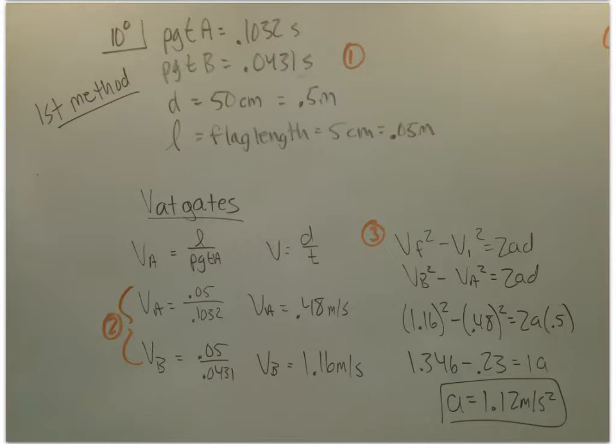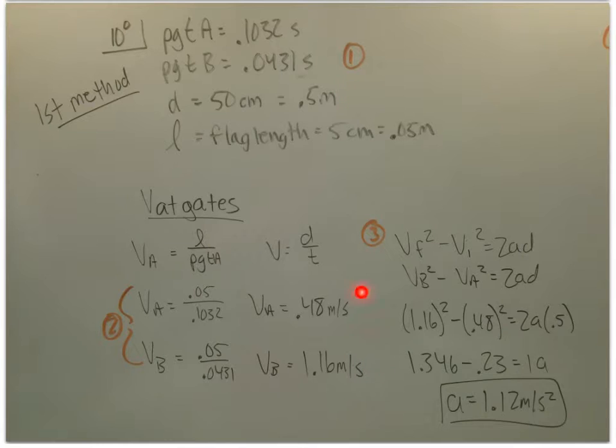So to find the velocity at gate A, we do the flag length over the photogate A time, and that gave us a velocity of 0.48 meters per second. To find the velocity at photogate B, we did the flag length again over the photogate time, which gave us a velocity of 1.16 meters per second. It's nice that it's accelerating. It's going from a slower velocity to a faster velocity over a distance of 0.5 meters.